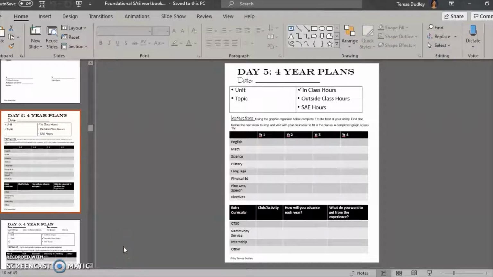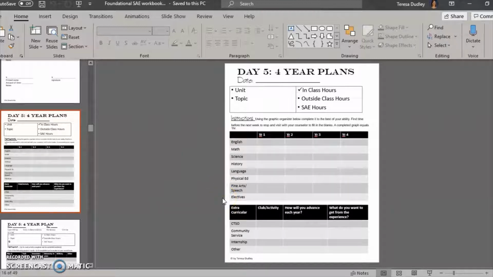All right, day 5 is 4-year plans. Remember that a foundational SAE is ideally made for a freshman student. So on day 5 for 4-year plans, you would want to walk your students through the courses they plan to take throughout their high school career. And that's going to include all of their core classes plus their fine arts, speech, and then electives.